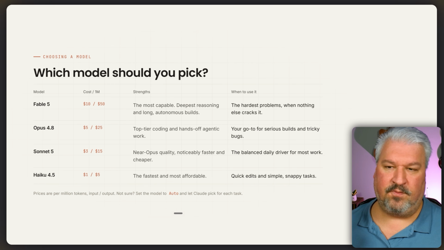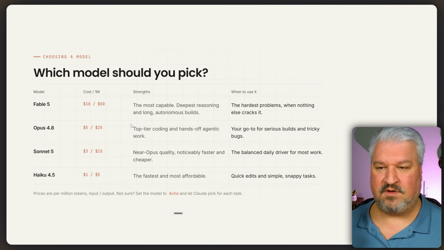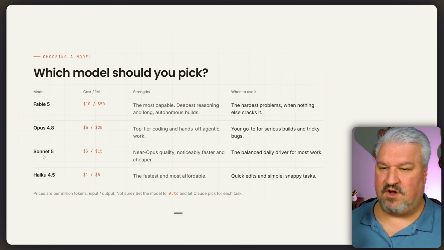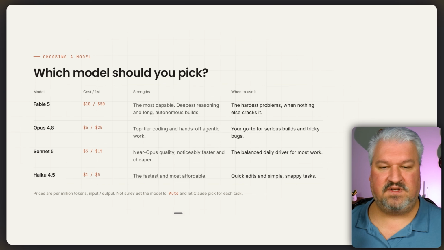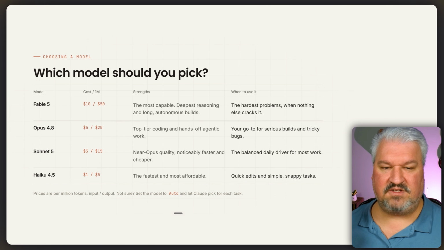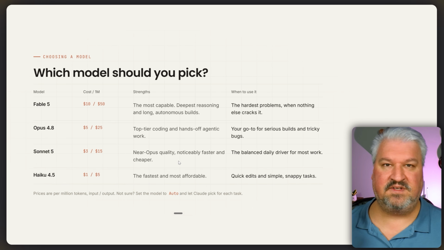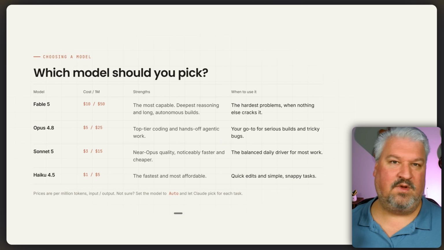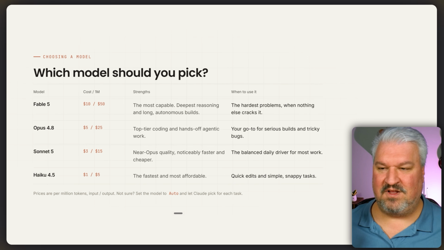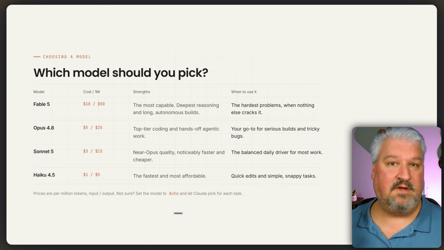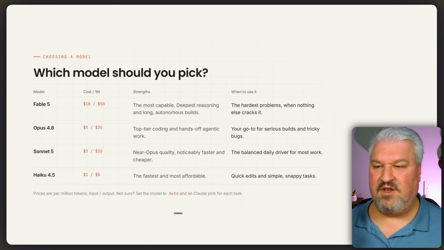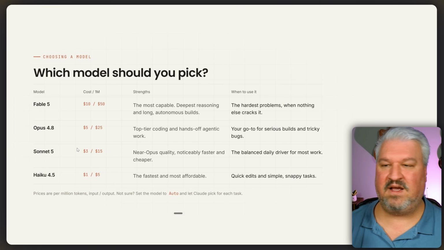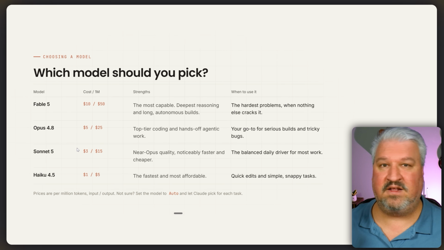Then we've got Opus 4.8, which is about half of that cost of Fable, and this is basically the best model for coding tasks. Then we've got Sonnet, which is slightly cheaper than Opus, so it's got near Opus quality, and it's a lot faster and cheaper in most instances. And then we've got Haiku, which is way cheaper, but I honestly wouldn't really use Haiku for any important tasks. You can kind of see Opus as the default model that you should be using, and you can use Sonnet 5 for any sort of easy work like updating documentation or even reviewing and exploring code.